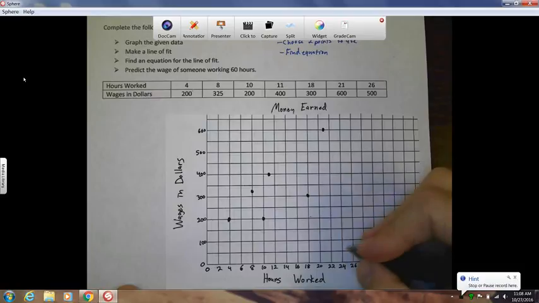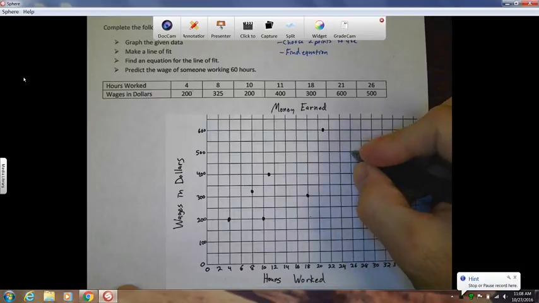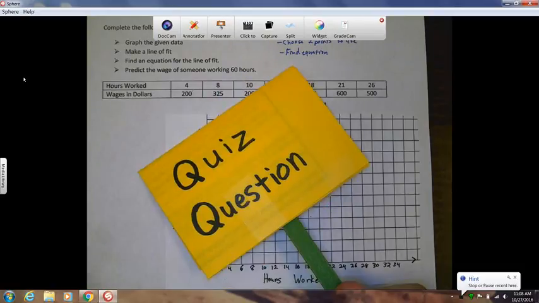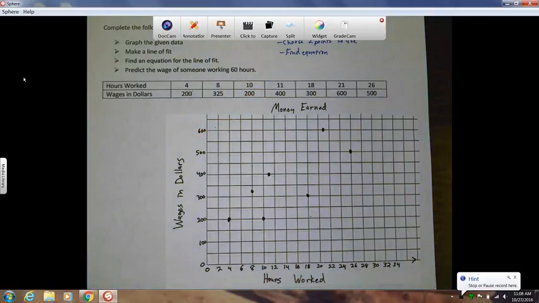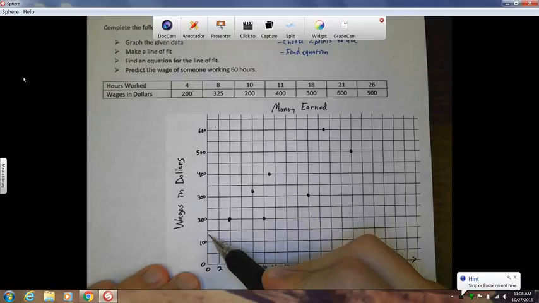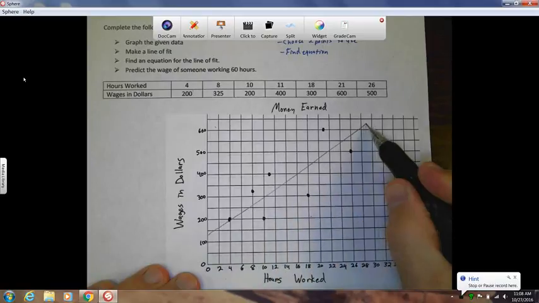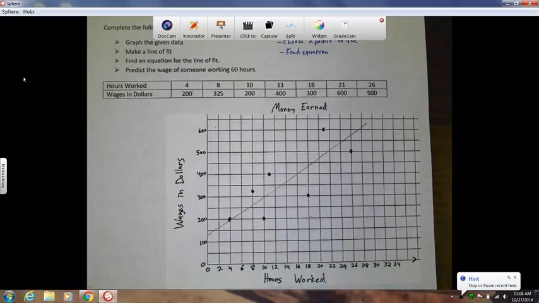The next thing I need to do is make a trend line. Remember, this is a quiz question. So I need the line that goes through my data and shows the relationship. It looks like we have positive correlation. So I'm going to make that my trend line. If you look at my trend line, you can see I went through this point, and I have 3 points below and 3 points above. So I went right through the middle of my data. So this is your trend line. It's also called line of fit.